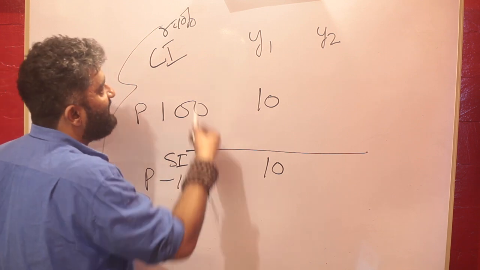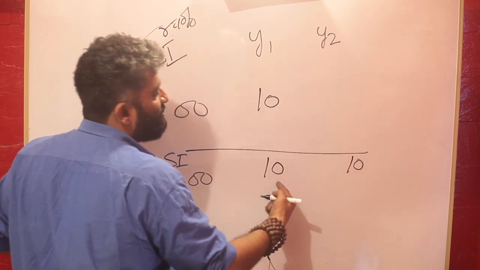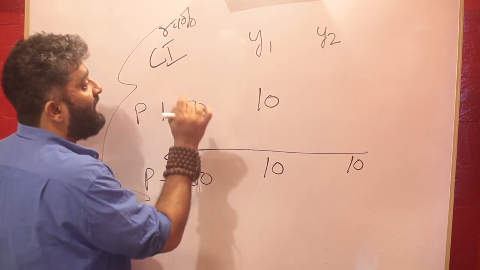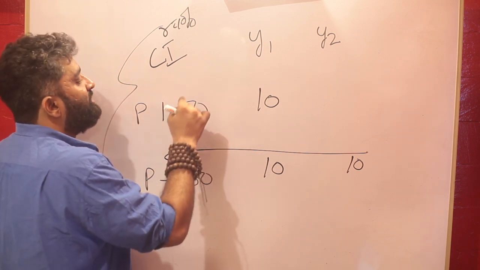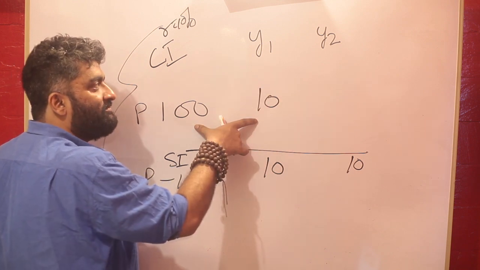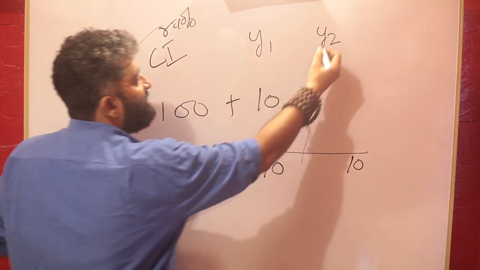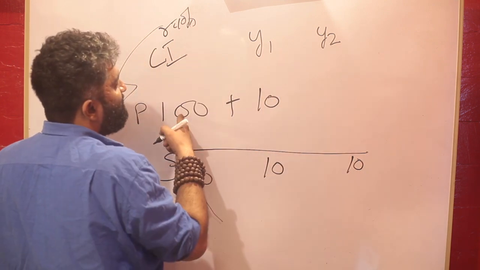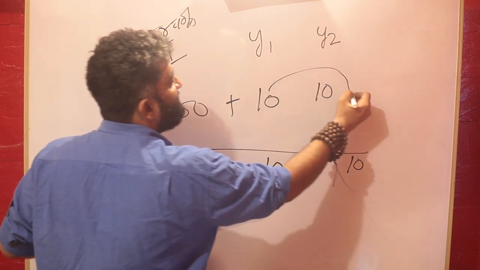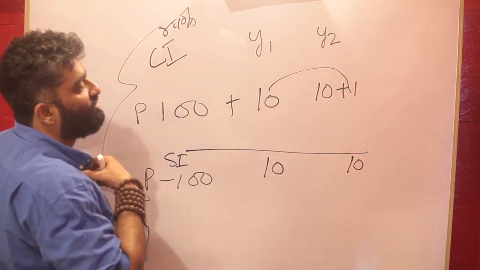For SI, I know the rate is same and the principal is same, therefore the interest would also be the same. I could have directly done this, or again calculate 10% of 100 and you get 10. But what about compound interest? You had 100 and interest was 10. After 1 year, it would become 110. That means you have to find 10% of this. So what do I get? 10% of 100 I know is 10, which is the same as this. And 10% of 10 gives me 1. So 10 plus 1. I would have directly written 11 also.